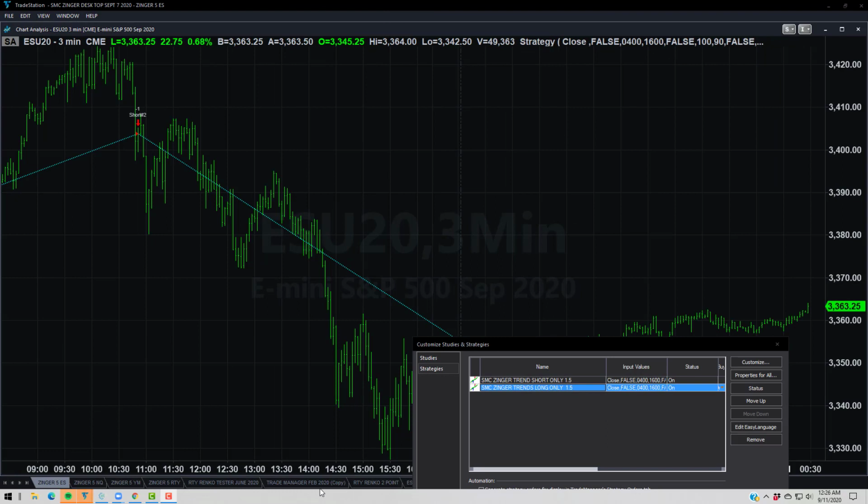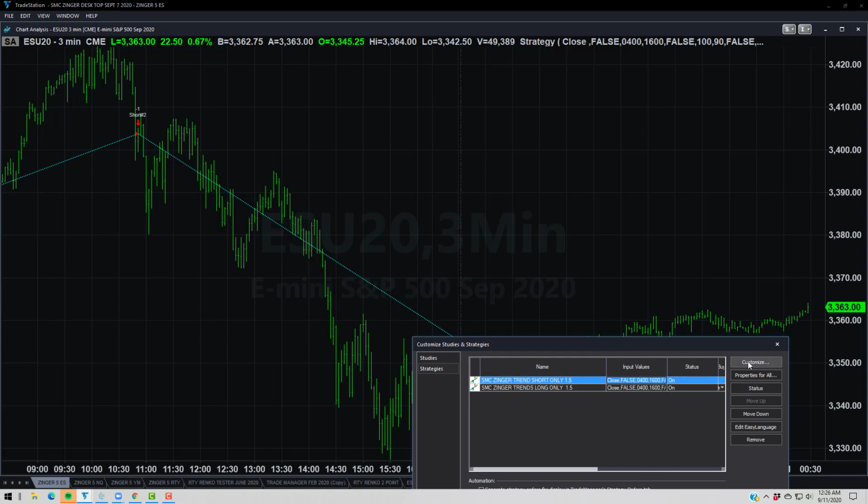Okay, so let me show you what we're doing here. This is the ESU contract, the 20, 3-minute interval. This was the strategy that was running all week. The SMC Zinger trend short only 1.5 and long only 1.5. Let me show you the inputs.